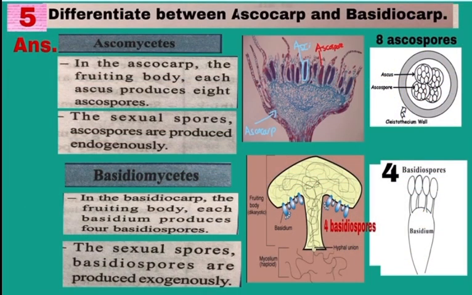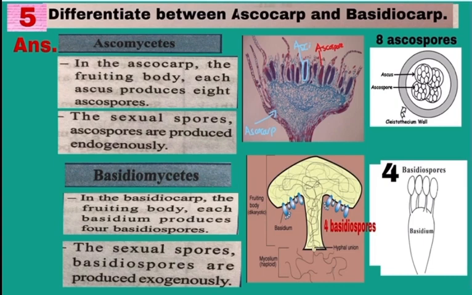Question number 5. Differentiate between Ascocarp and Basidiocarp. Ascocarp are found in class Ascomycetes. See the diagram of Ascocarp carefully and note point number 1.